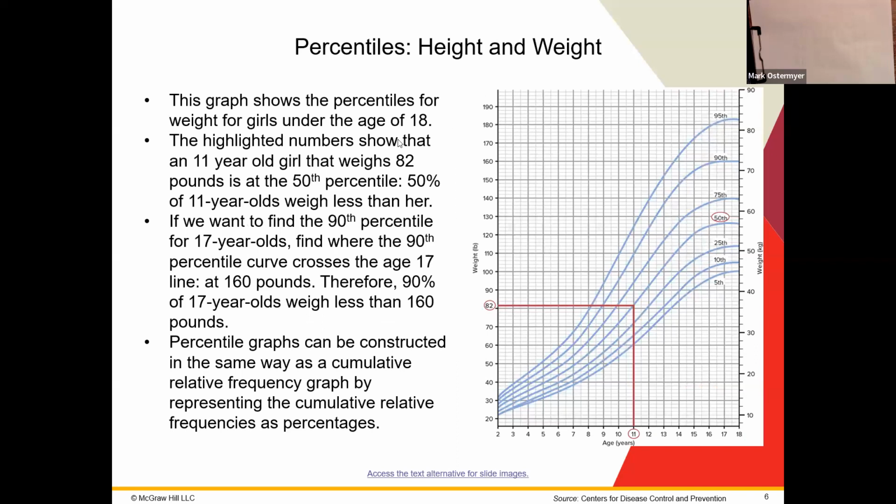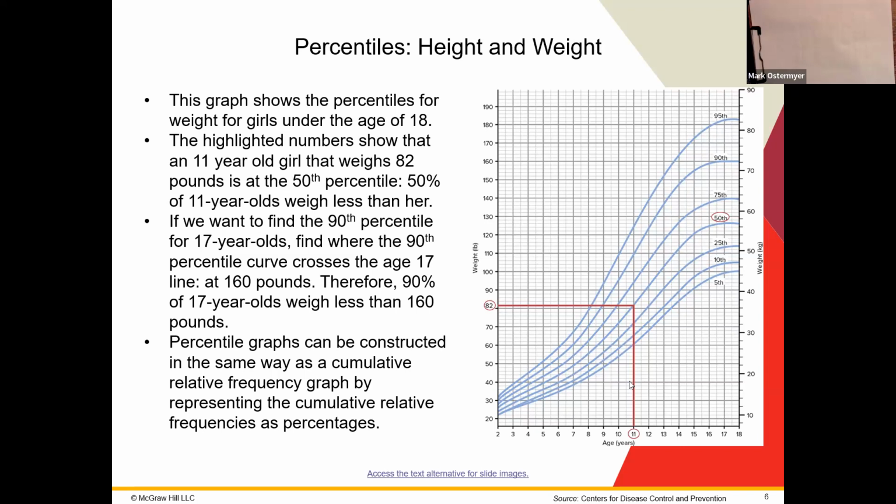All right, here's an interesting graph. This graph shows the percentiles for weights for girls under the age of 18. The highlighted numbers show that an 11-year-old girl that weighs 82 pounds is at the 50th percentile. In other words, 50% of 11-year-olds weigh less than her. Let's see if we can find that value on the graph.